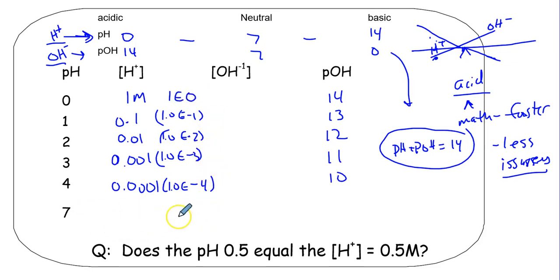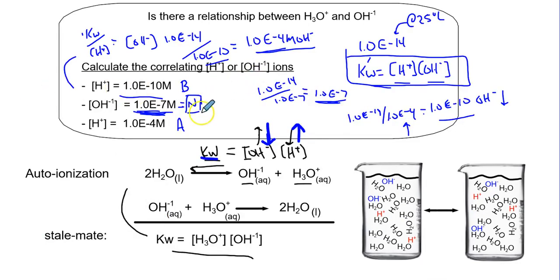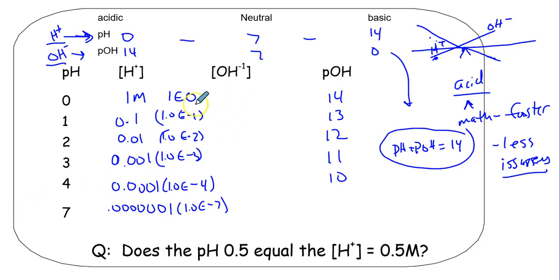All right, so what would 7 be? 7 would be 0.0000001, or 1.0 e to the negative 7th. The correlating concentrations, we've already done this formula right here, so you could take a moment and try out our previous formula, which is right here, and see if you can calculate the other side. Take a moment and we'll plug it in.